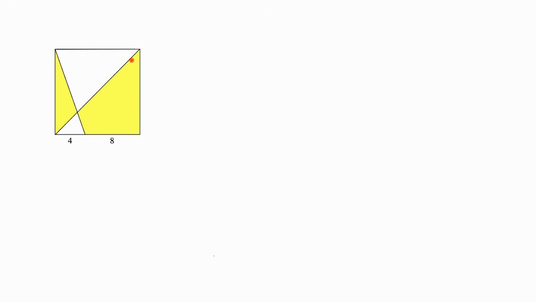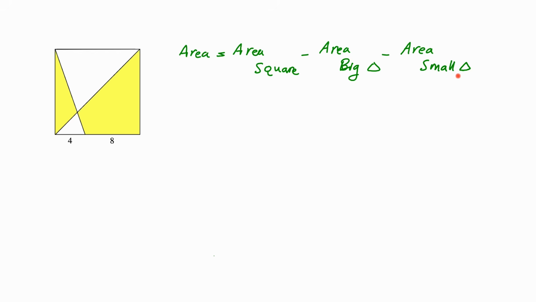In today's video we are going to find the area of this yellow shaded region, and to find the area we first need the area of this square minus the area of this big triangle minus the area of a small triangle. This segment is 4 and this segment is 8, so the whole side is 12.